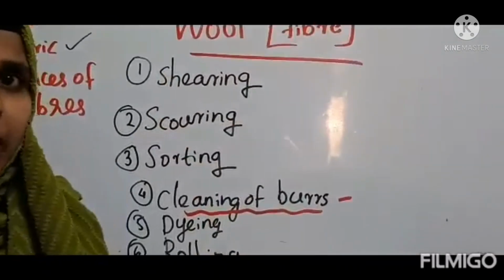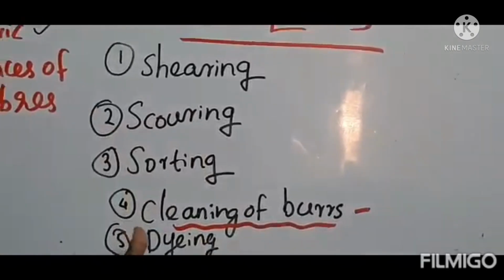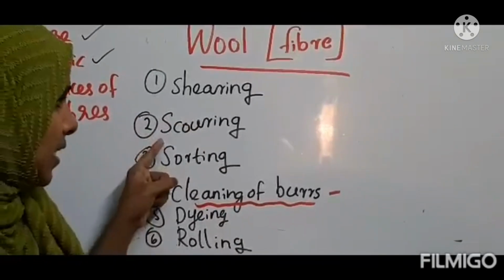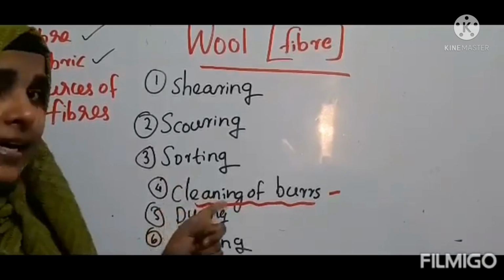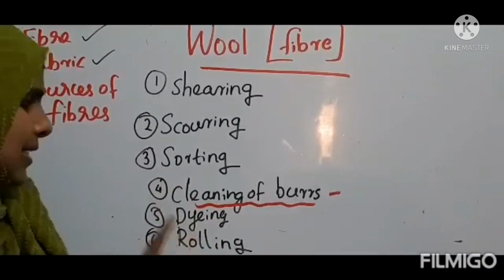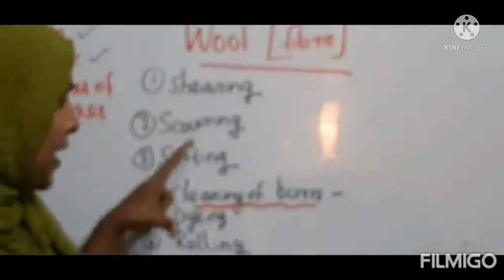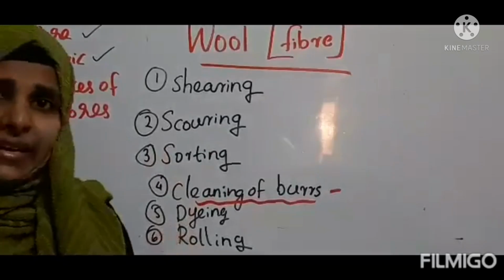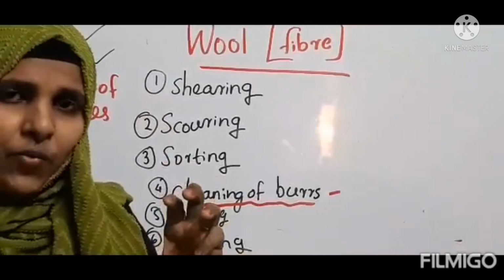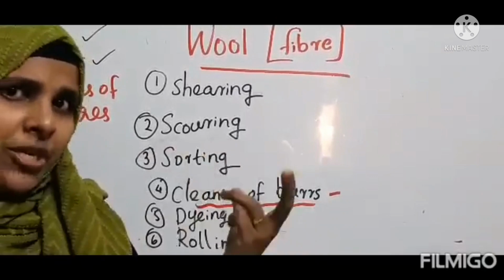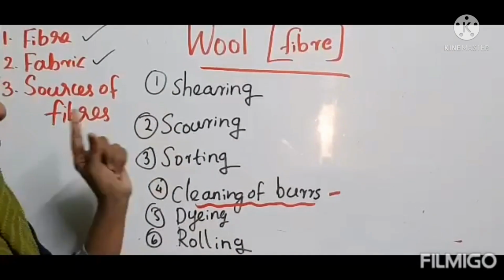So now I am going to explain how we can get that wool fiber. Mainly 5 processes are there. Okay, 5 processes. What are they? Shearing, scouring, sorting, cleaning of burrs, dyeing and rolling. Through these 5 processes only we will get the yarn, yarn of that sheep. Okay, so first one is shearing.